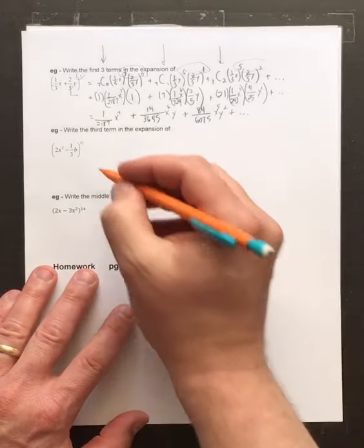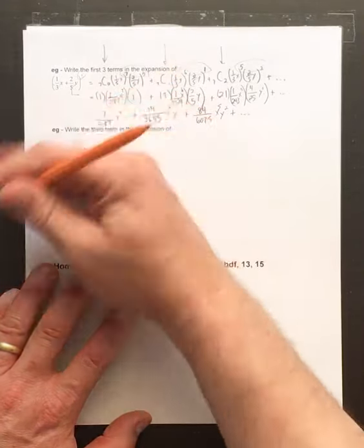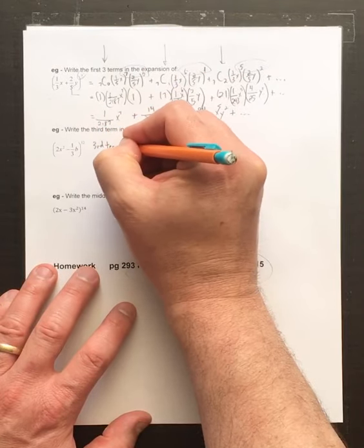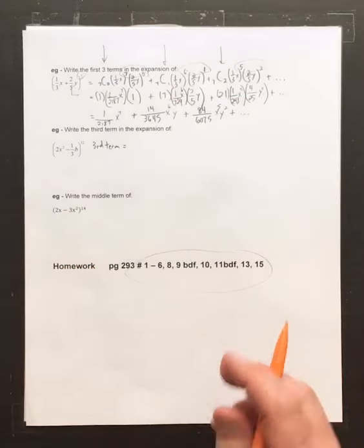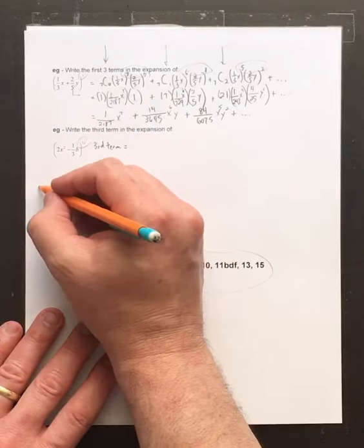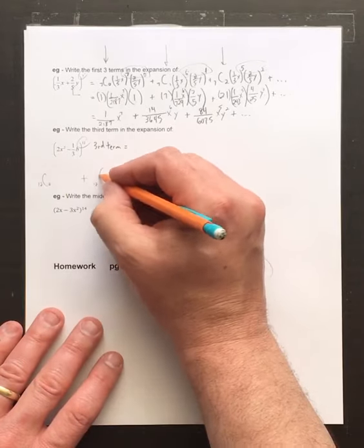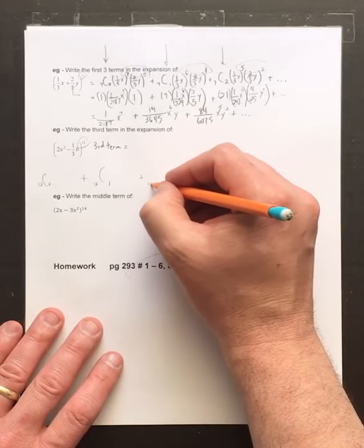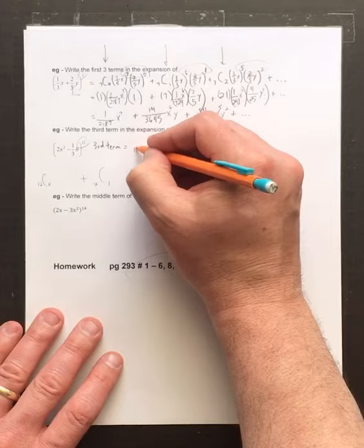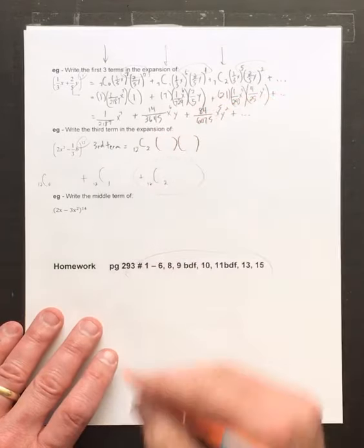Now, in this one, we want to write the third term in the expansion. So this is even less work to do, but it's more thinking to do. So the third term, okay, well, if you want to count it out, this is a 12. So the first term is going to be 12 choose 0, right? The second term is going to be 12 choose 1. The third term is going to be 12 choose 2. So this is the third term that we want to do. So 12 choose 2. Then I've got this guy, and I've got this guy.